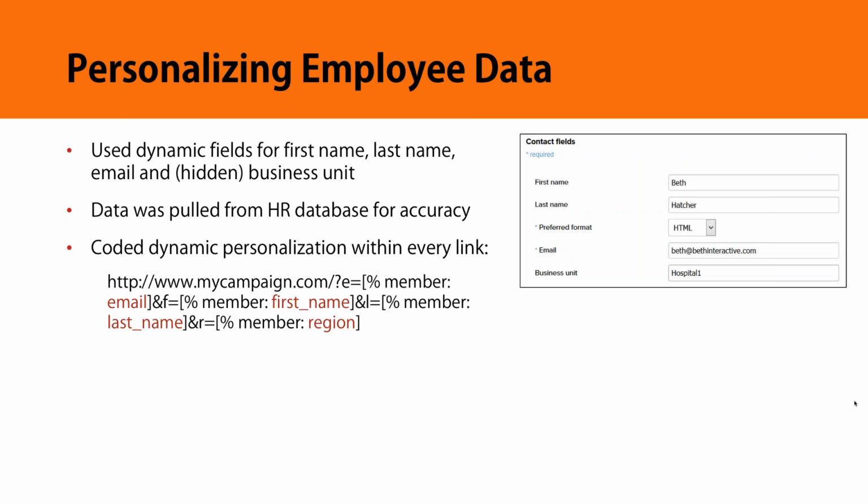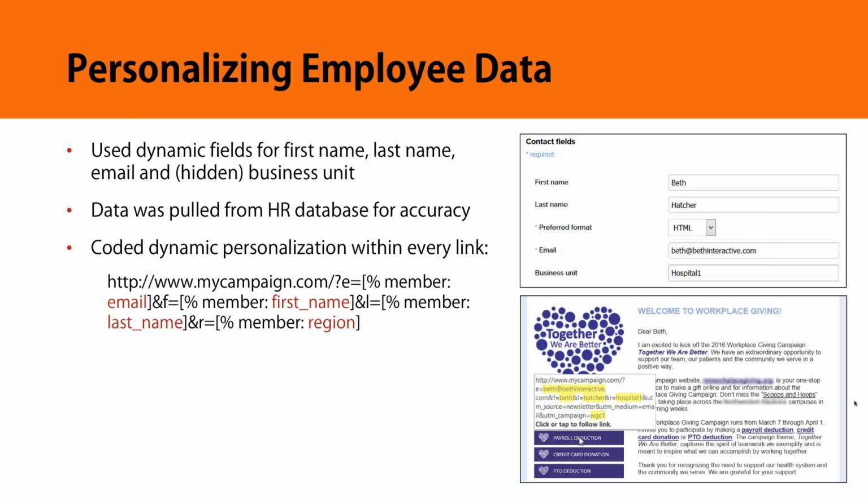So here's an example. The link here included some dynamic parameters, where E for email equals the member's email, first name equals their first name, etc. The way this link is constructed tells the database to dynamically pull in those fields as the email is delivered into someone's inbox. And ultimately, it worked extremely well.